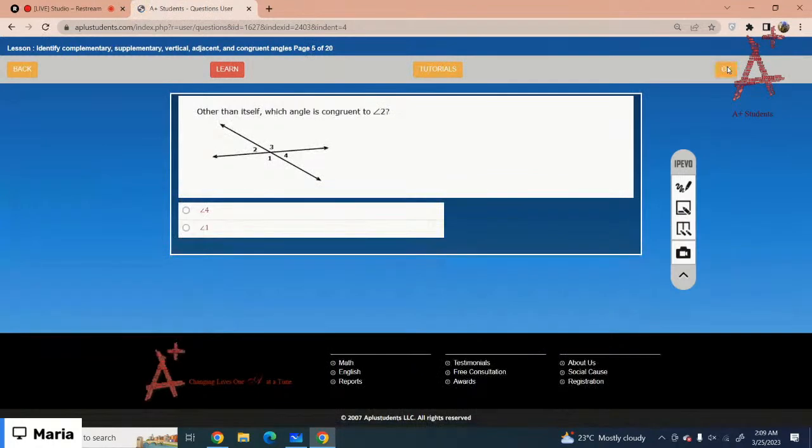Okay, other than itself, which angle is congruent to angle 2? So congruent angles are the angles that have the same measure, and they are also vertical angles. The vertical angles are the angles that form on the opposite sides of the intersecting lines. So opposite to angle 2 is angle 4. So the correct option is angle 4. Got it?